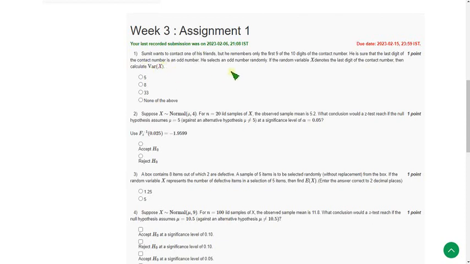So let's see the first question. Sumit wants to contact one of his friends. He remembers only 9 digits out of 10, and for the last digit, there is a clue that it is an odd number. That means, I will show you, wait. It may be 1, 3, 5, 7 or 9. So they are asking, if random variable x denotes the last digit of the contact number, then the variance of x. The variance of this is 8. So the answer could be option B. So mark 8 as the answer. And moving on to the second one.